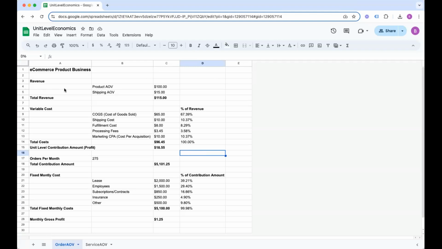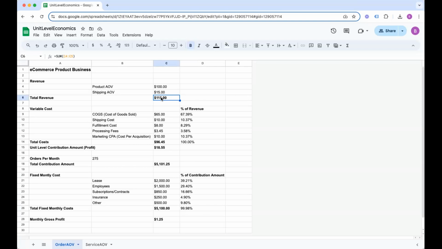So let's just take a look at this. It's a very basic model I put together here, but this would be an example of an e-commerce product business. Let's say that on average, your product AOV, which stands for average order value, is $100. And then you collect about $15 on shipping. Again, this is just on average. That would mean that on average, you collect about $115 top line revenue when you get an order on your website.